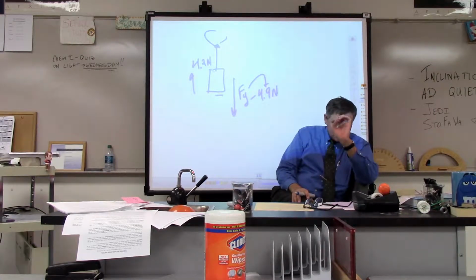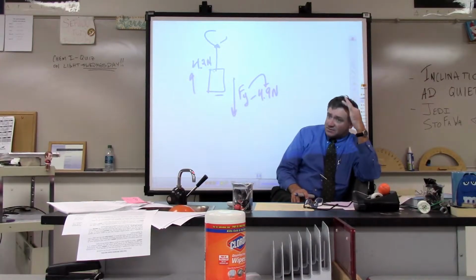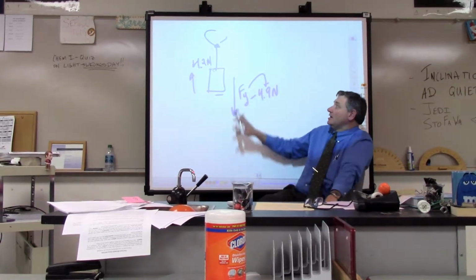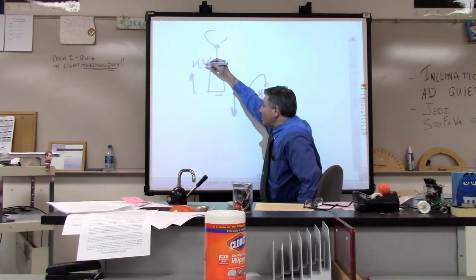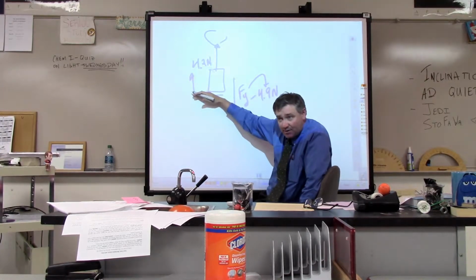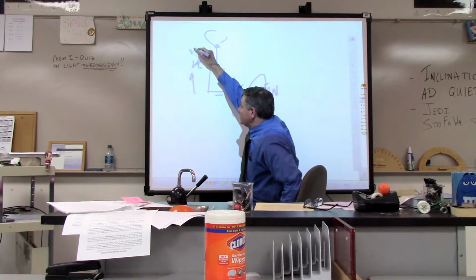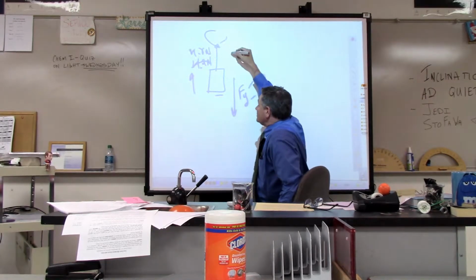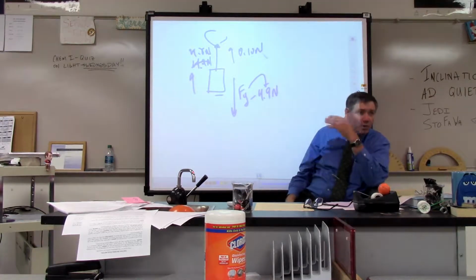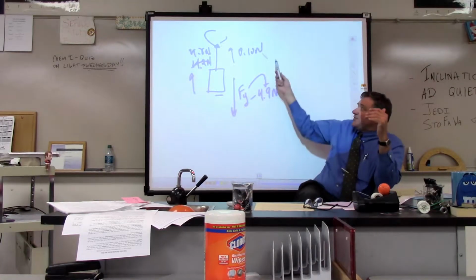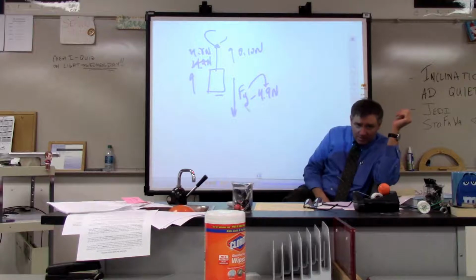So once you attach the balloon, now there are 3 forces in play. I still have the same gravitational pull, but now the normal force, which is what the scale is going to read, is going to read 4.8 newtons because the balloon is applying an upward force of 0.1 newtons. So everything still has to add up equal to 0.